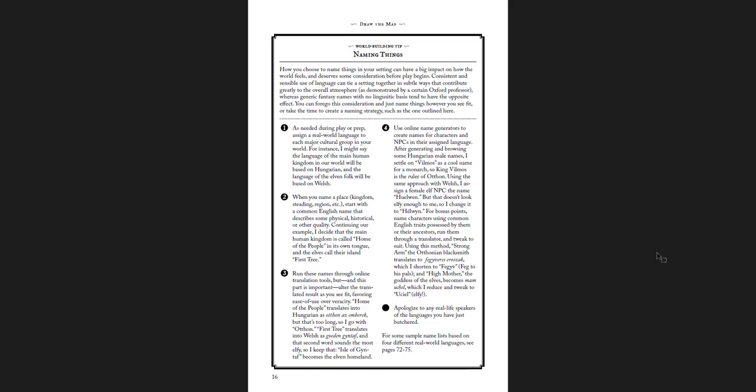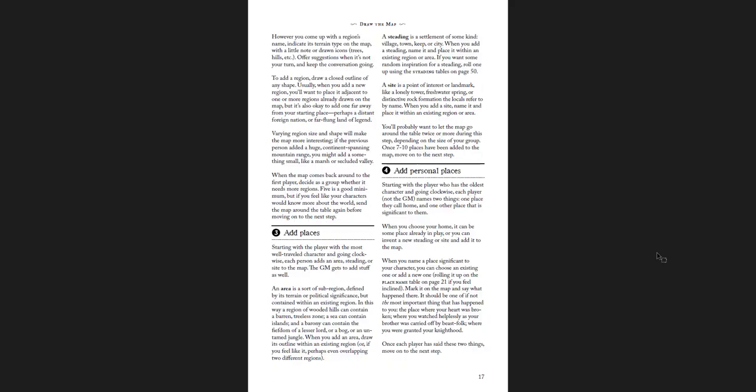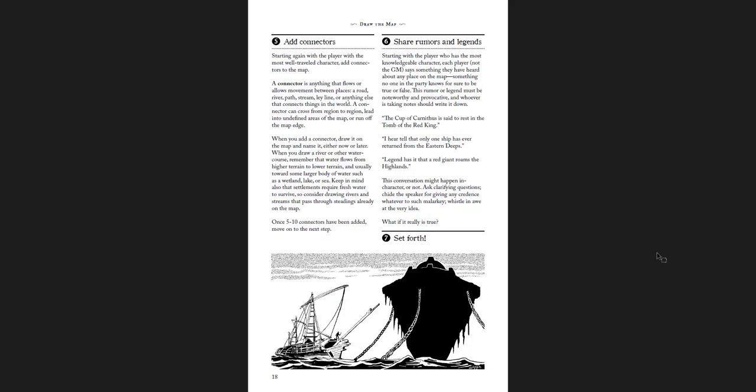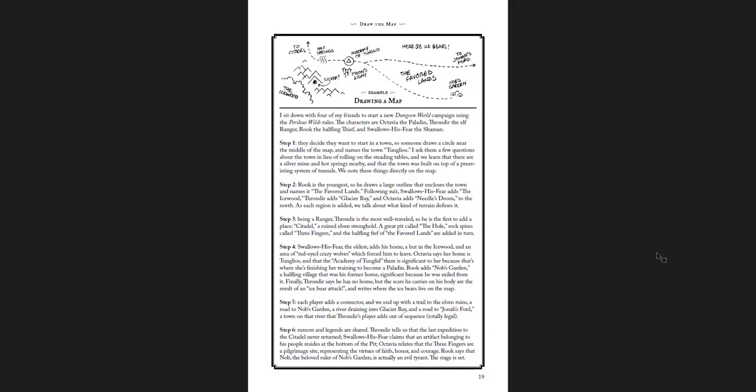So you do stuff like that. It's a good idea. Good advice. Add places, add personal places, add connectors, share rumors and legends with your players, and then set forth. Really great way to quickly build a world in a session 0 or a session -1, where you do a world building session, a character building session, and then the adventure begins after that. You can even do it in the other order, right? Character building session 0, and then session 0.5 or something where you build the world, and then in between session 0.5 and session 1, you, the GM, develop the adventure.